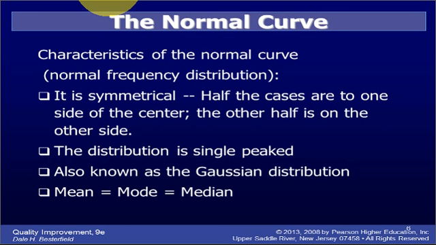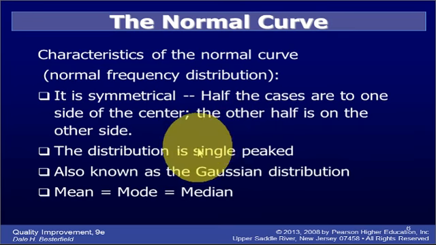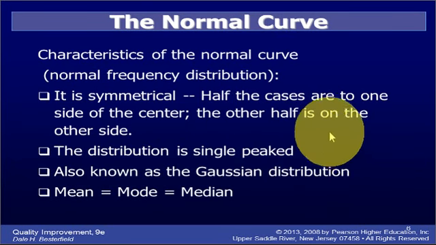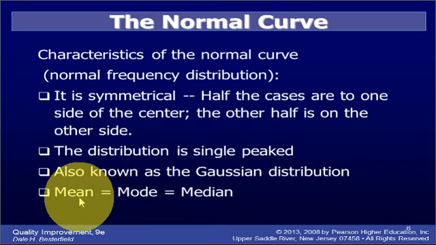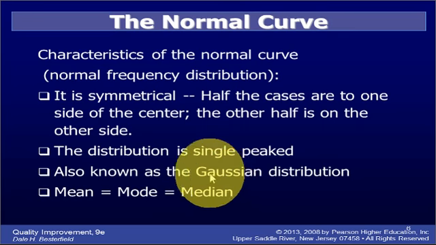The normal frequency distribution holds a lot of nice characteristics. First, it is symmetrical, so half of the cases are on one side of the center and the other half is on the other side. They are equally weighted on both halves. And the distribution is single peaked. It has only one peak at the mean, and the mean, mode and median are all the same. This normal curve is also known as the Gaussian distribution.